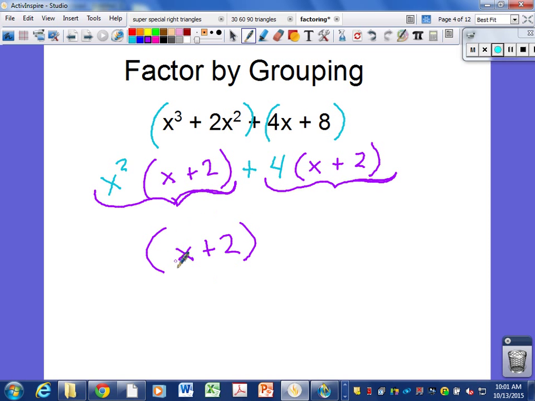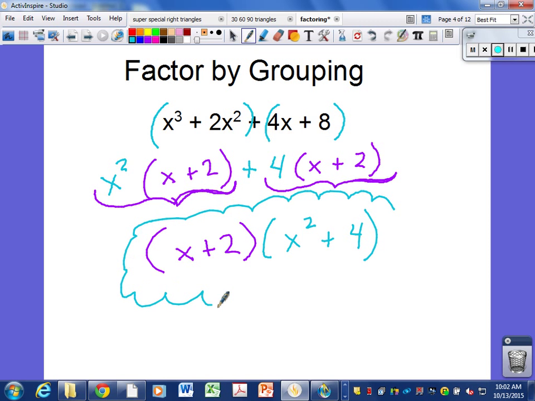But if they're both in parentheses, does it mean that? That means it stays in parentheses. Now, what is left over? An x squared and a plus 4. Are you going to factor that too? Potentially, but not right now. X squared plus 4 is not a factorable quadratic, so this is completely factored.